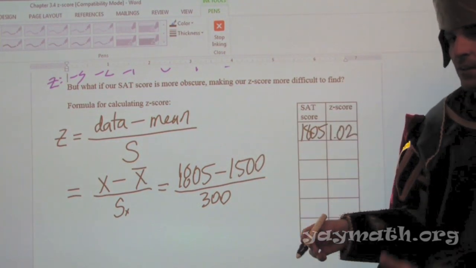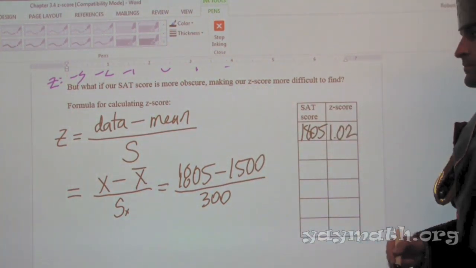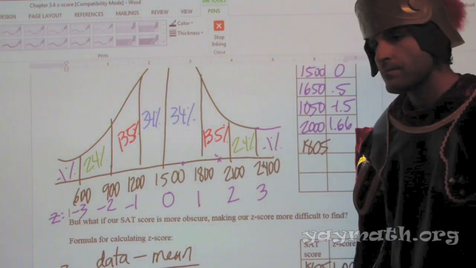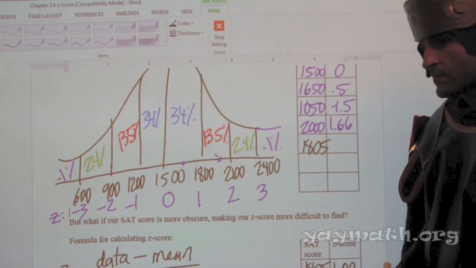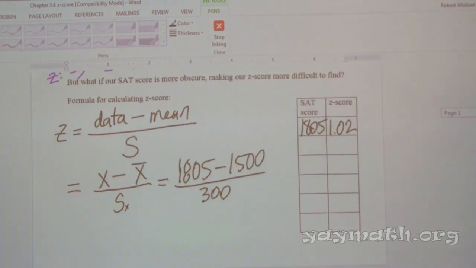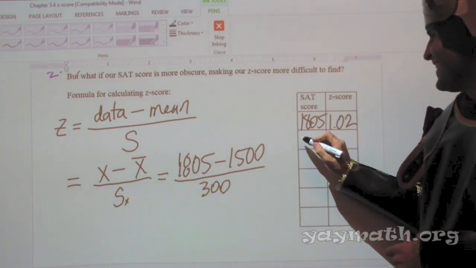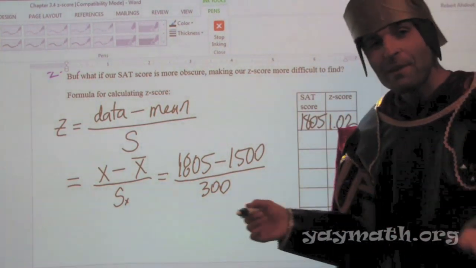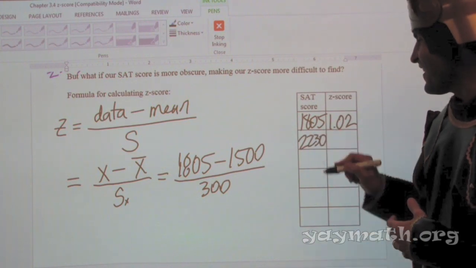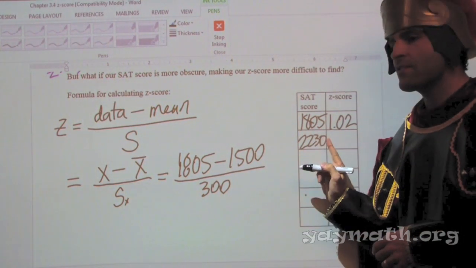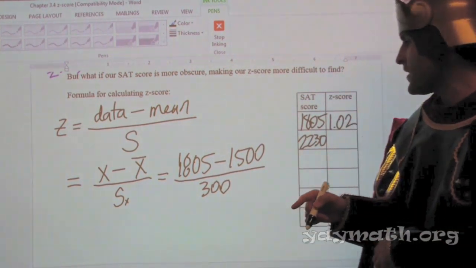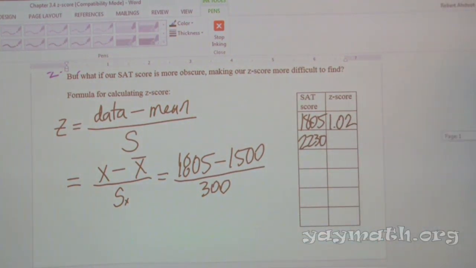Let's do it. Give us one, please. 2230. Remind me, SAT scores do work in tens, right? Yes, they work in tens, so that's realistic. So 2230, let's go ahead and calculate that.